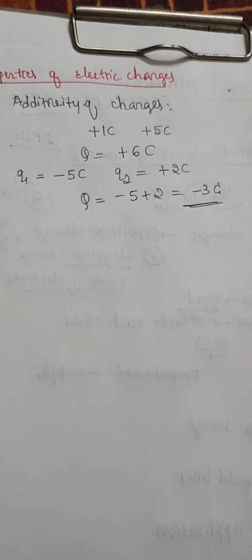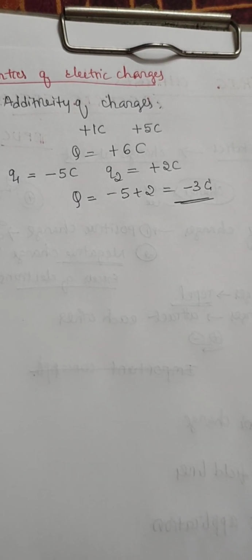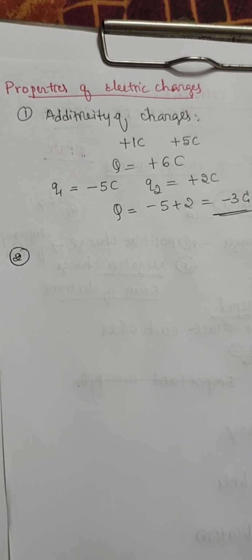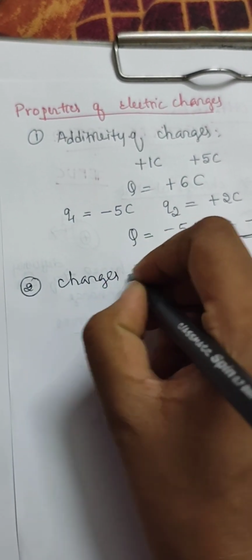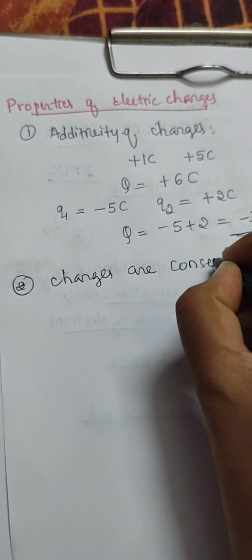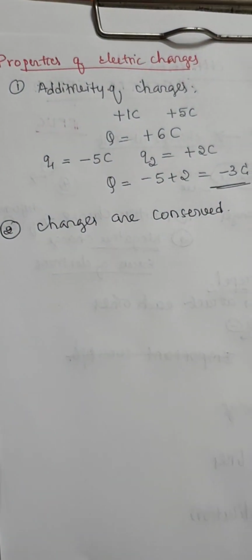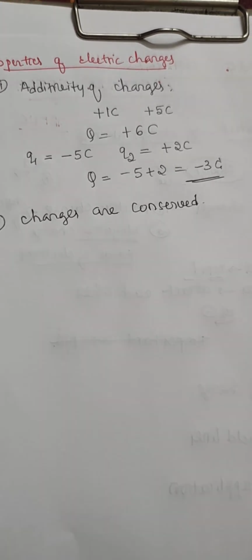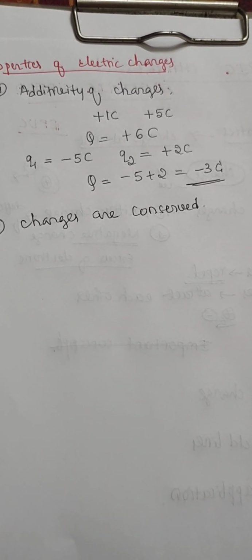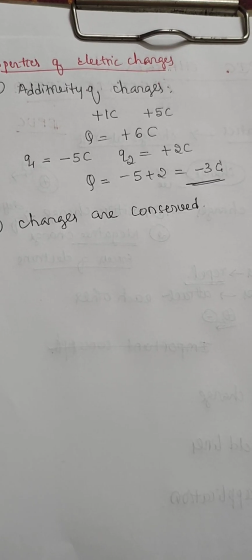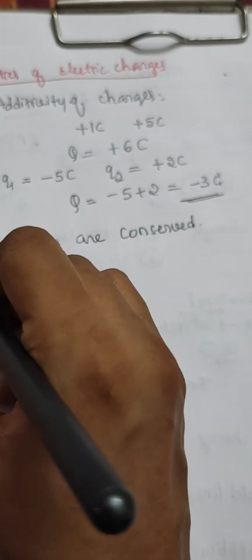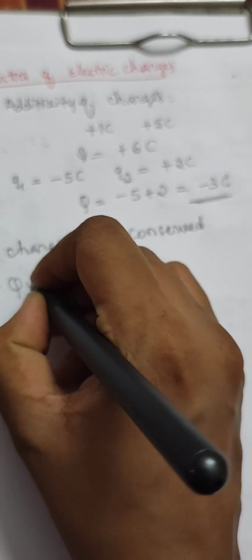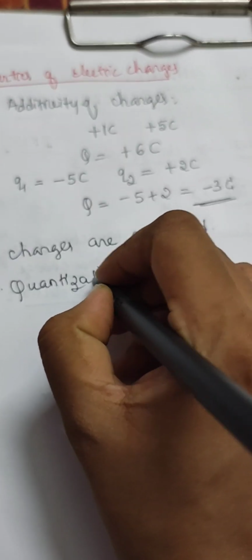So like this, additivity of charges, you just mention it. They will ask for 2 marks or 3 marks. You have to mention the properties of charges. You can write charges are additive, or additivity of charges. Second one is charges are conserved. What is the meaning of conservation of charges? We can never destroy a charge, and we can never create one. So like that, they are conserved. If there is a loss of charges from some material, it is gained by another. Charges are conserved.